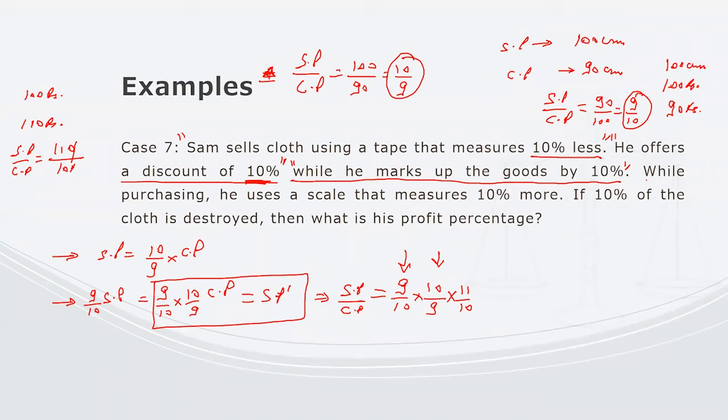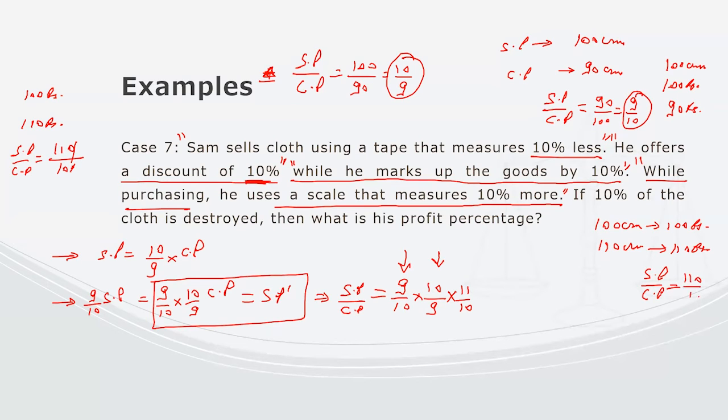Go further. While purchasing, he uses a scale that measures 10% more. Now in this particular transaction, what is happening? So he'll pay for 100 centimeters, which will be 100 rupees, but he will get what? He'll get 110 centimeters out of that, right? And which he will then of course sell at 110 rupees. So his selling price by cost price ratio for this particular transaction should be what? 110 by 100, which is going to be 11 by 10. So I'm again going to multiply it by 11 by 10 over here, right?